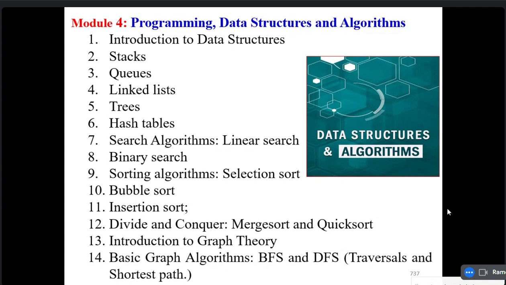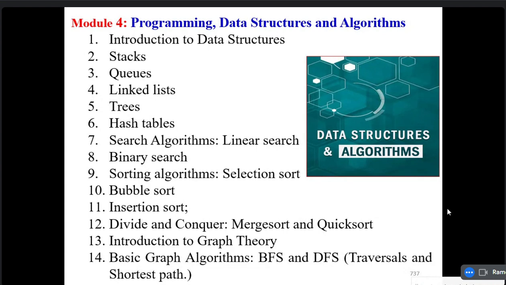Then advanced data structures like hash tables we are studying, and advanced trees like binary search trees. And there are four approaches usually we are using in data structures: divide and conquer approach, greedy approach, dynamic programming, and branch and bound. So these are the four approaches we are using in data structures, and the two types of data structures are linear and non-linear. Linear examples are stacks, queues, linked list.